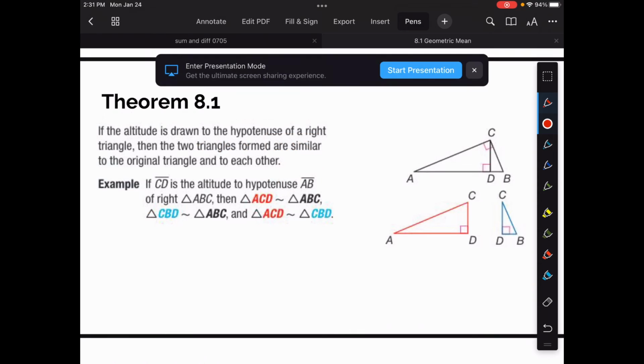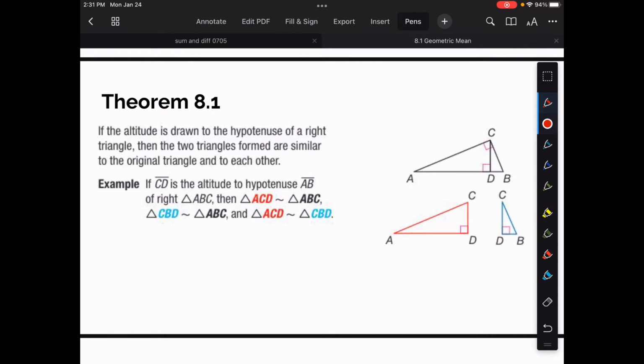All right, so now let's take what we just learned and apply it, theorem 8.1. Okay, so basically, if you have a right triangle and you draw an altitude down from the vertex of that right triangle to the opposite side, like we have shown here, what happens is you create 3 similar triangles. Okay, because you're going to have 3 right triangles that are formed. So you'll notice here in the example, if you look to the right, it says if CD is the altitude, this guy right here, to the hypotenuse AB of right triangle ABC, then we know that these 3 statements are true.